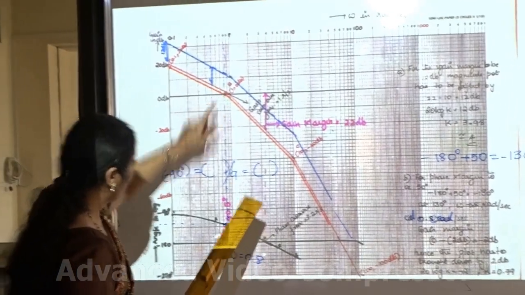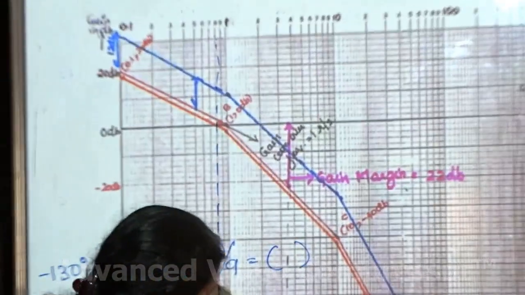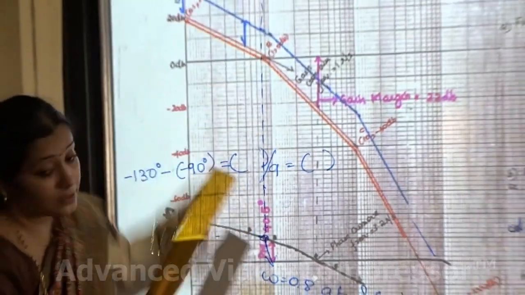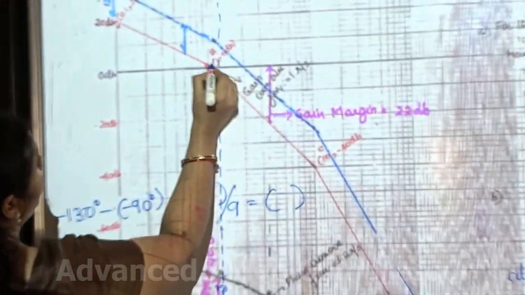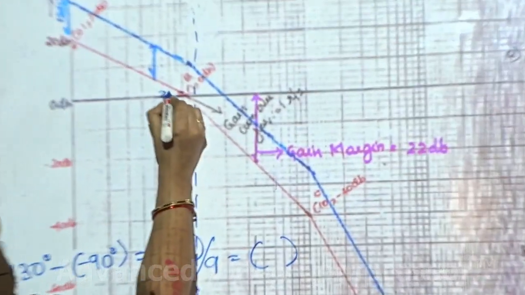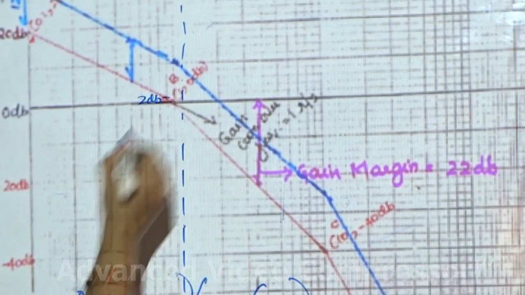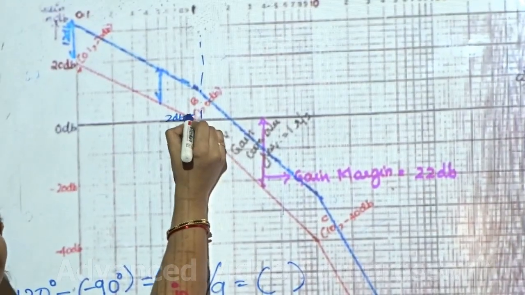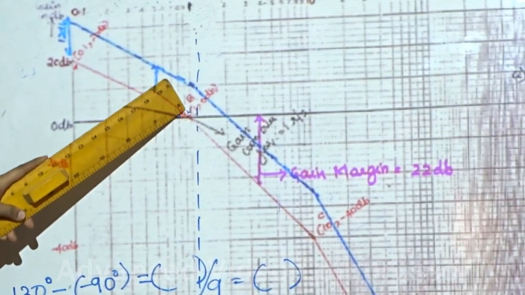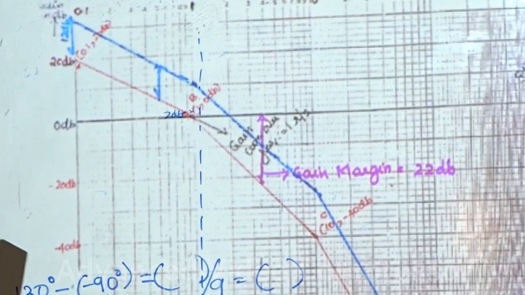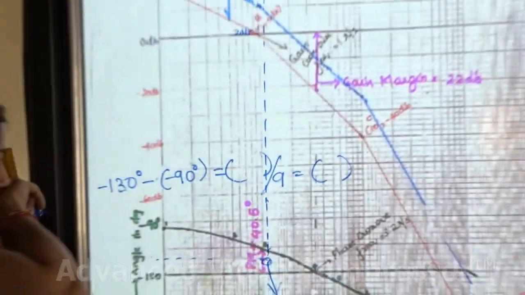Now at this point, what is the gain? Go back to the gain plot. What was the gain? This line that is here, the gain at this point is plus 2 dB. It is this line, this point. So the difference between this and this is 2. If you exactly plot on the graph, you will see the difference is 2.